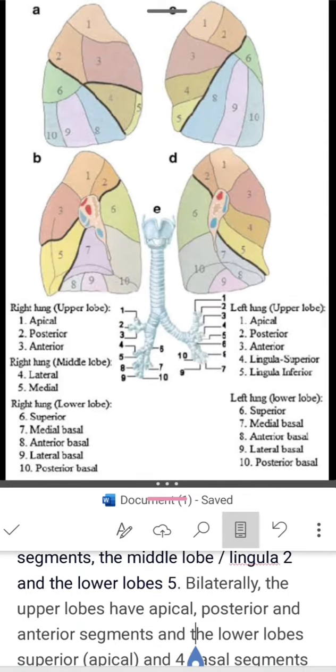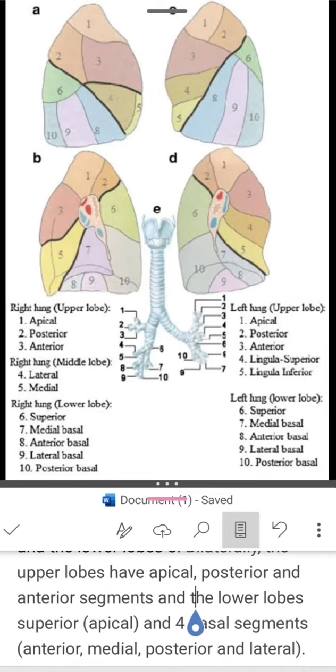So bilaterally, the upper lobes have apical, posterior, and anterior segments, and the middle lobe has lateral and medial. In the right lung, the lower lobe has 5 segments: superior, medial basal, anterior basal, lateral basal, and posterior basal.